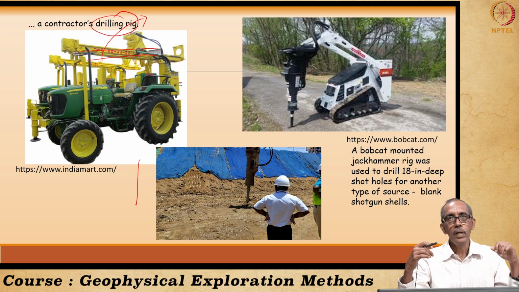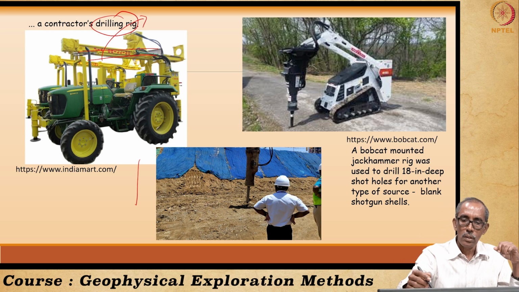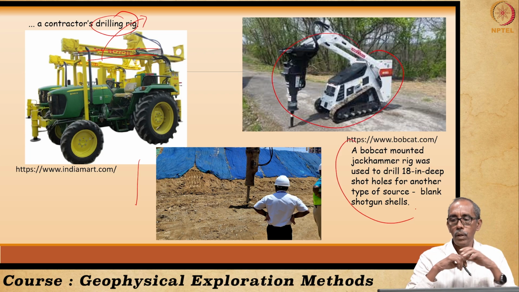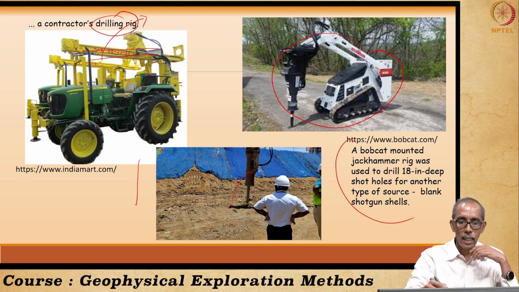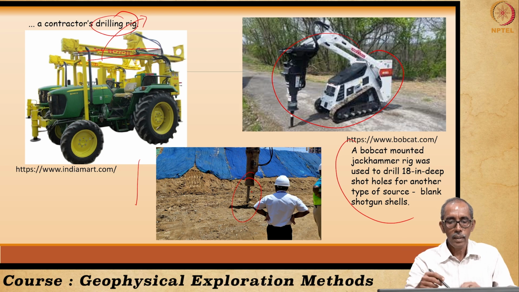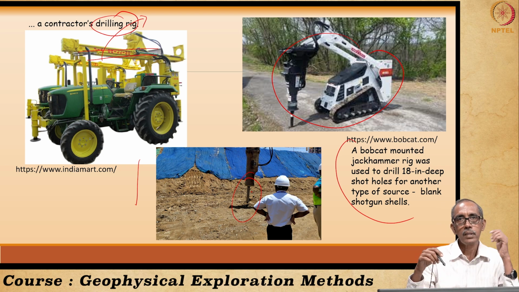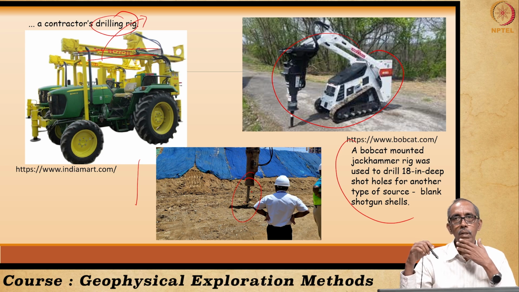The other way to drill the short holes is as shown in this diagram. A bobcat mounted jackhammer can very easily drill maybe up to 1.5-2 feet below the surface. Then we can also use such a tool, a big jackhammer. This is what we have used very recently to investigate the subsurface in Chennai, right? So such a tool can also be used to drill short holes.